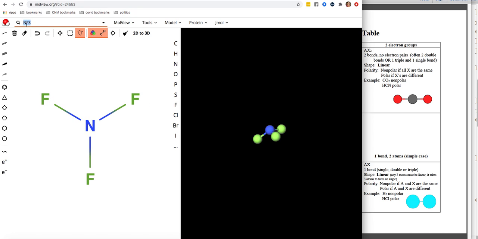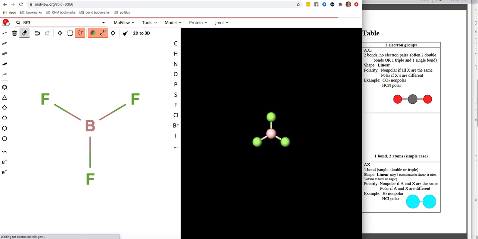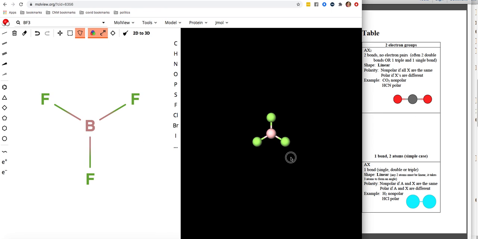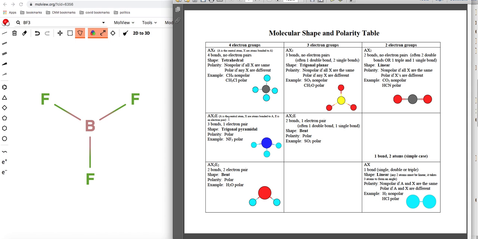And I think BF3, I'm going to give this a try. I think BF3 is trigonal planar. So that would be this one here. And so if you tilt that one, if we hold it like that, you can see that they're all on the same plane. And so this is the fidget spinner type molecule. So that's the difference between trigonal planar and trigonal pyramidal. This one, trigonal planar, is the fidget spinner, and trigonal pyramidal is the one that has a lone pair of electrons in it.